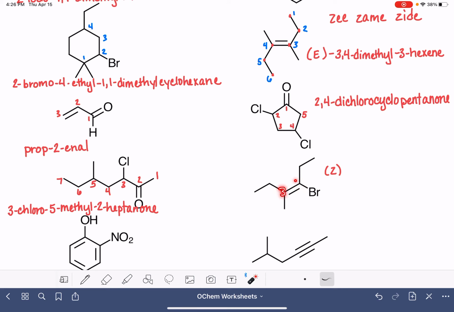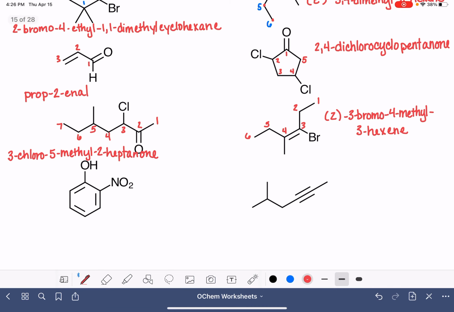So when there's a tie like that, we want to number it to give whichever substituent comes first in the molecule's name the smaller number. And since the bromine is going to come before the methyl, we want that one to have the smaller number. This is 3-bromo, 4-methyl, 3-hexene.